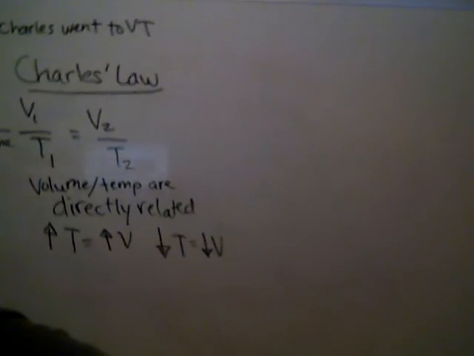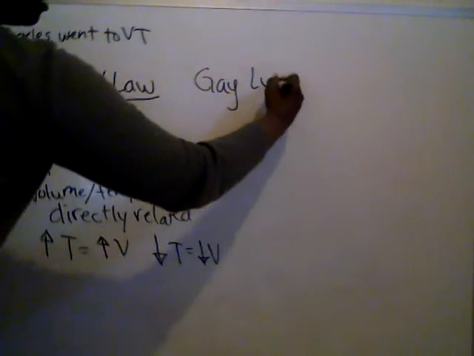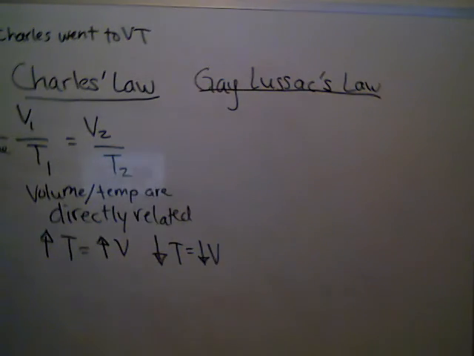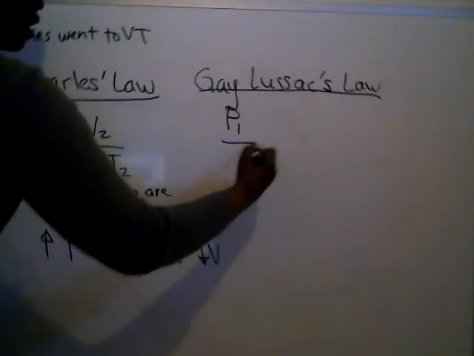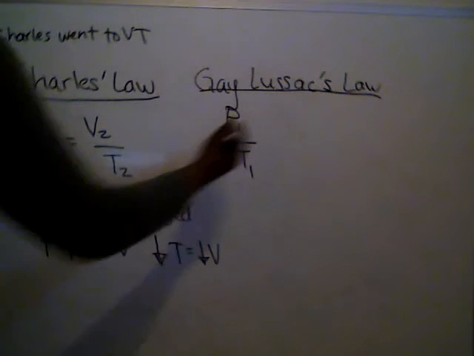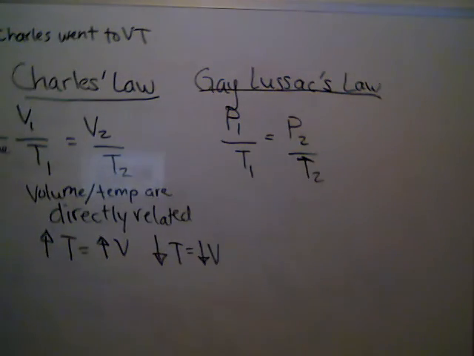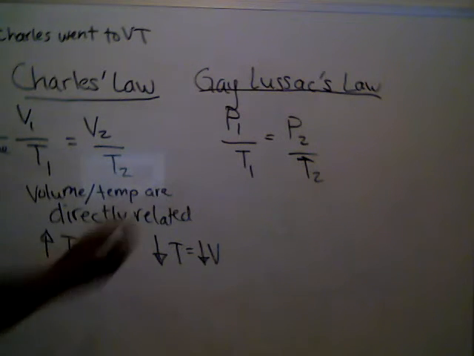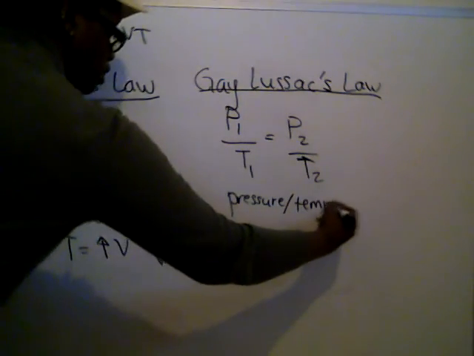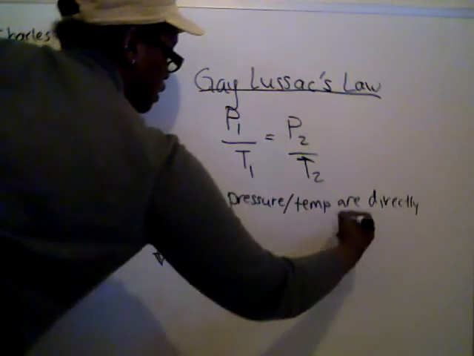All right, so I'll stick the last one on this part of the board. This is Gay-Lussac's law, and his deals with pressures and temperatures. So it's set up very similar to Charles' law, but it uses pressures and temperatures. So P1 over T1 equals P2 over T2. Okay? So according to Gay-Lussac, pressure and temperature are directly related, just like with volume and temperature.